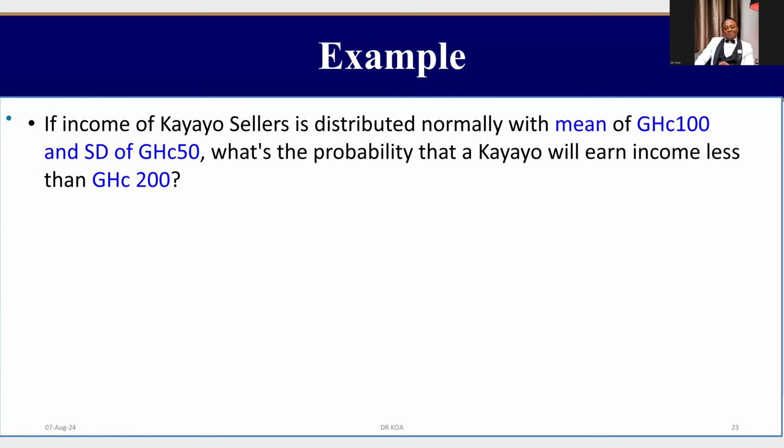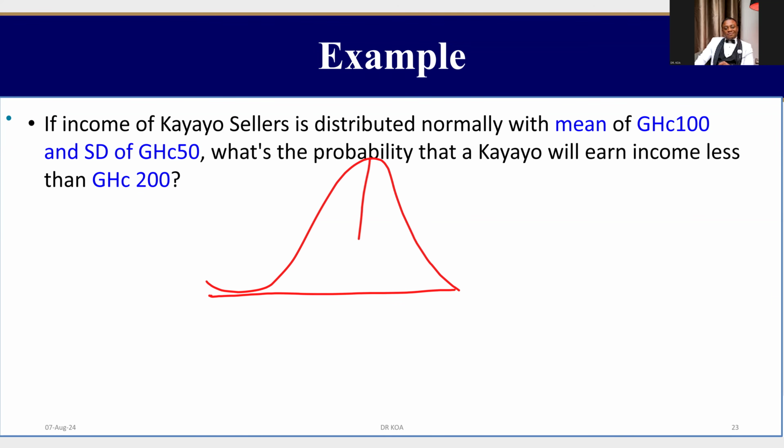Okay, now, what is the probability that if I go into the Kayayo market, I close my eyes, I bump my hand to find someone, what are my chances that the person I picked, closing my eyes, is rather making 200 cedis instead of the average of 100? Guys, can you draw this? The first thing you need to do is to draw a horizontal line like this, and then draw the normal bell-shaped curve.